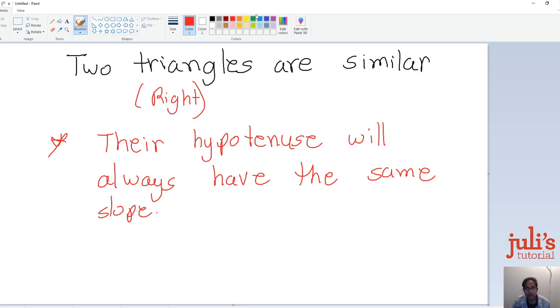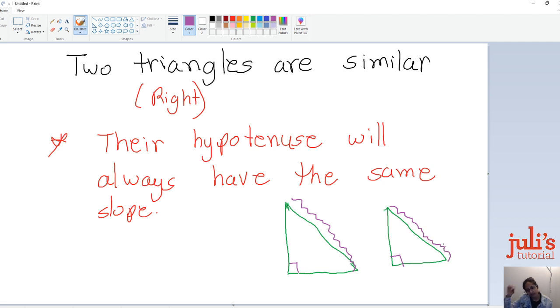I'm sure all of you guys do. So if it's a right triangle right here, this side, which is across the right angle, is my hypotenuse. Now let's say I have two right triangles and they're similar. They're not necessarily congruent, as in they're not exactly the same, but they're similar. That means their hypotenuse slopes are going to be the same. Both of these lines, their slopes are the same.